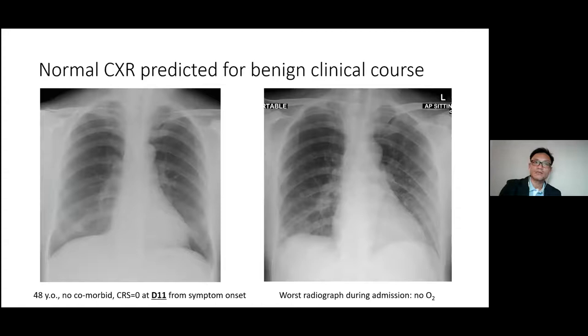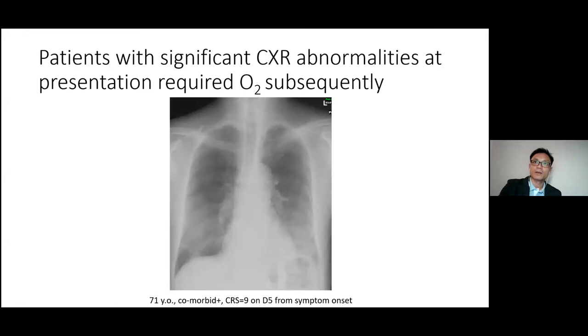Here, a 48-year-old patient who had a normal chest X-ray at day 11 of her disease and had a benign clinical course during admission. Conversely, here was a patient who presented with chest X-ray changes at day 5 of symptom onset, and who subsequently required supplemental oxygen.